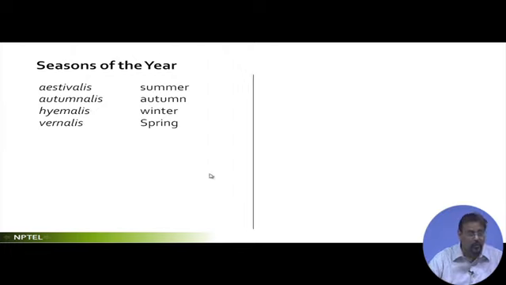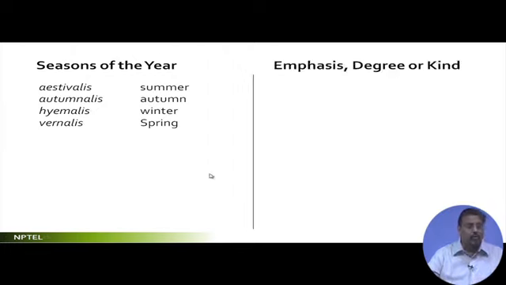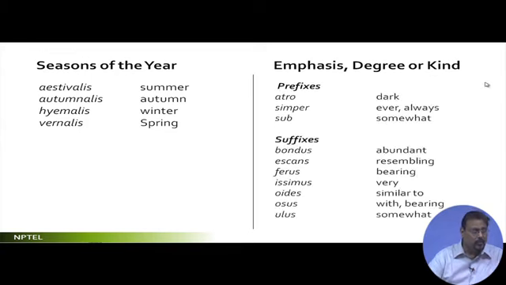Okay. Now I am going a little faster. In terms of emphasis, degree or kind, if it is a prefix, like atro, then it means dark. If it is semper, it is ever or always. If it is sub, then it is somewhat. I hope you are now understanding what I am trying to say.